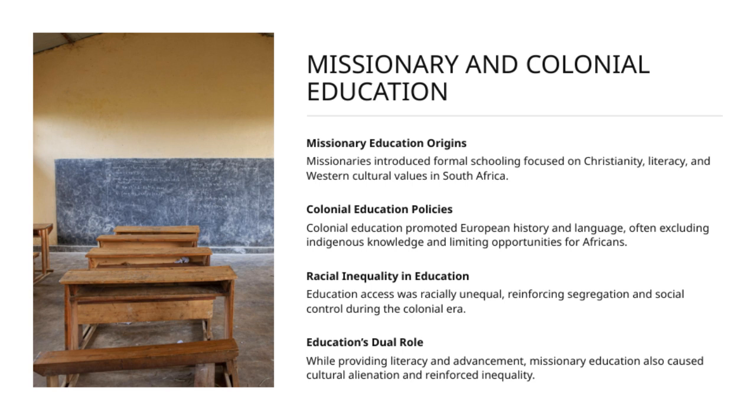At the same time, it's important to recognize that missionary education had a dual role. On one hand, it provided literacy and opportunities for social mobility. On the other hand, it also led to cultural alienation, as indigenous cultures were often dismissed or marginalized. This dual impact played a significant role in shaping societal inequalities. So, when we look at missionary and colonial education as a whole, we see a complex picture. Education as a tool for both empowerment and oppression, deeply intertwined with the broader themes of colonialism and social stratification.